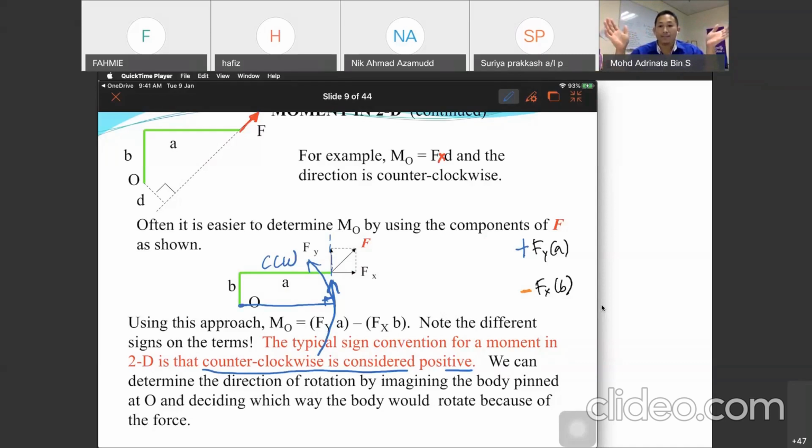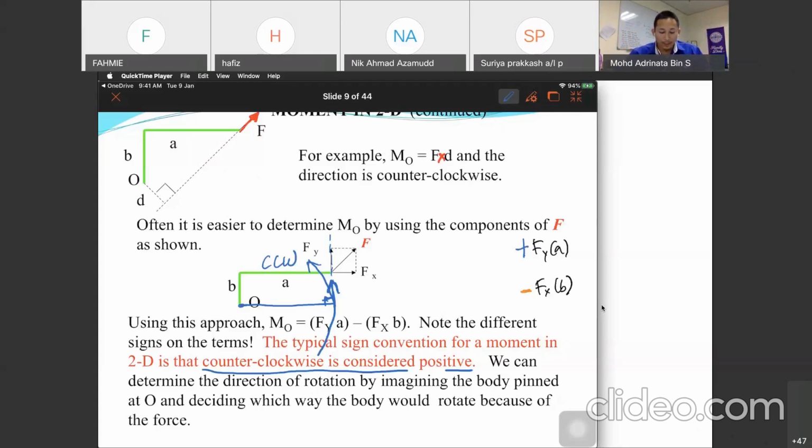So that is how we determine our clockwise and anti-clockwise direction. Please make sure that there are two things to remember. The first one is your perpendicular, your 90 degrees line between the line of action of force and our point of action, O. That must be 90 degrees. And the second one is the clockwise and counterclockwise direction.